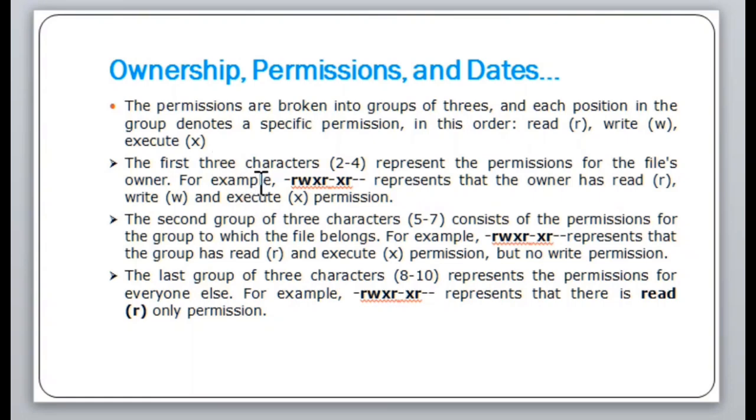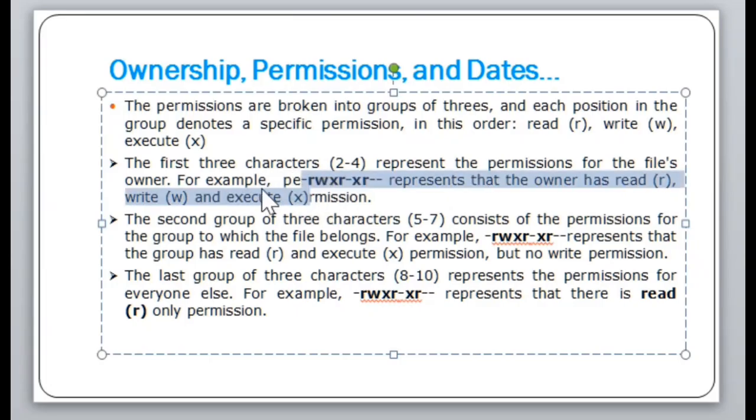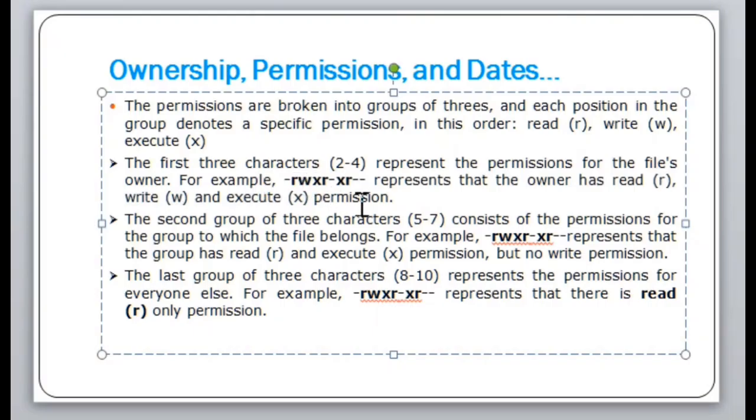For example, read, write, execute, read, execute, read represents that the owner has read, write, and execute permissions. Okay, so those first three there. Let's see if I can highlight it for you. Not quite, but I'll show you on the terminal here.